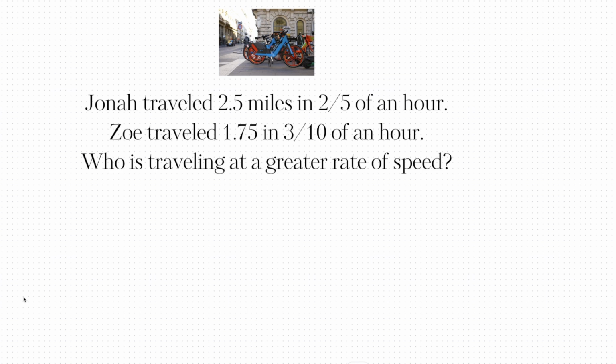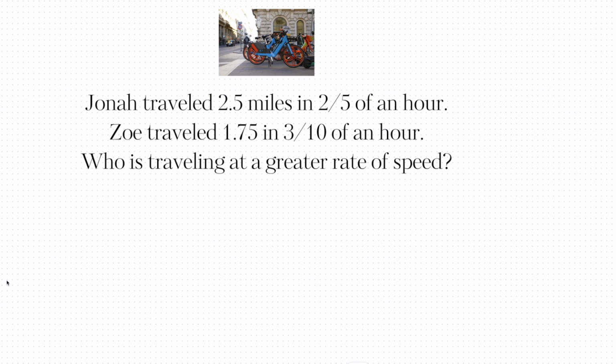All right, let's do one more rate of speed problem. This one's going to be a little more complex, but really it's the same math, okay? So here's a scenario. This problem involves e-bikes. I'm sure you've probably seen e-bikes around town or in the city. But it says Jonah traveled 2.5 miles in 2/5 of an hour, and Zoe traveled 1 3/4 miles in 3/10 of an hour. Who is traveling at a greater rate of speed?